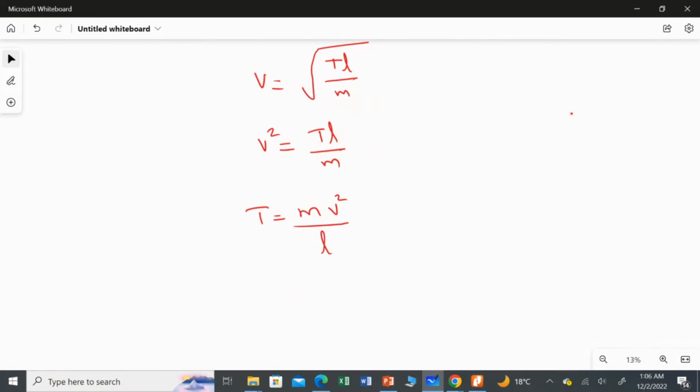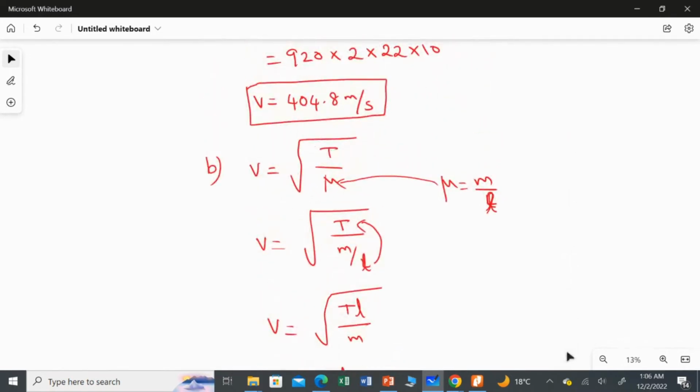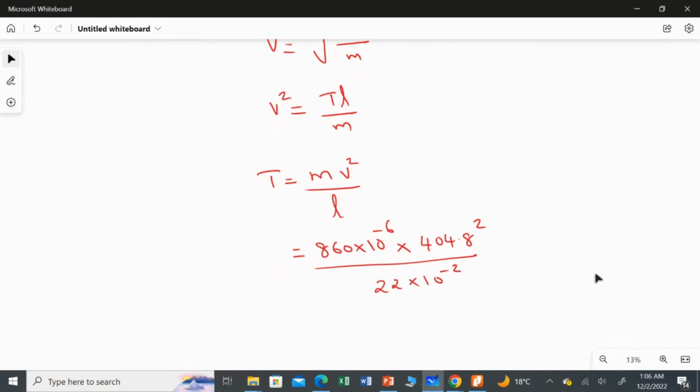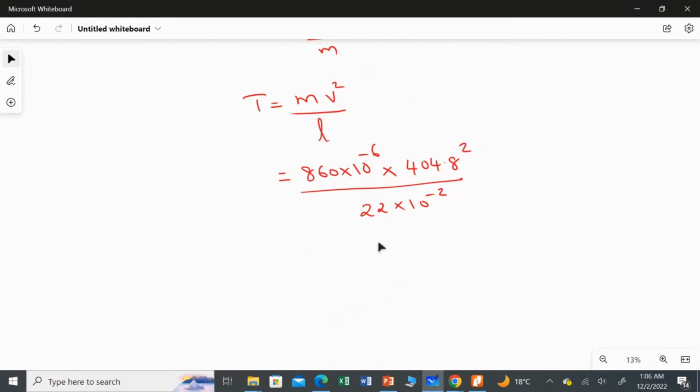So we have all the values. The mass of the string is 860 milligram, which is 860 multiplied by 10 power minus 6 kilogram, and the speed we found in the first part, which is 404.8, squared, over the length of the string, 22 centimeter, which is 22 multiplied by 10 power minus 2. So I have to multiply the top and then divide with the bottom. So let's see what is the value for the tension.